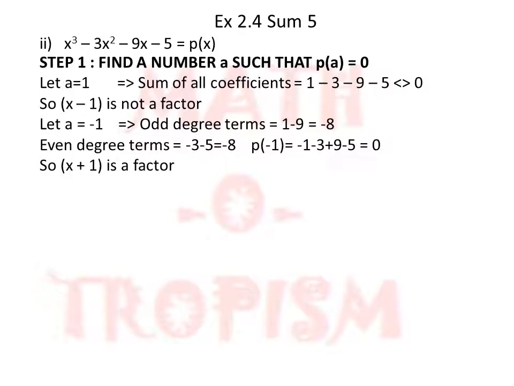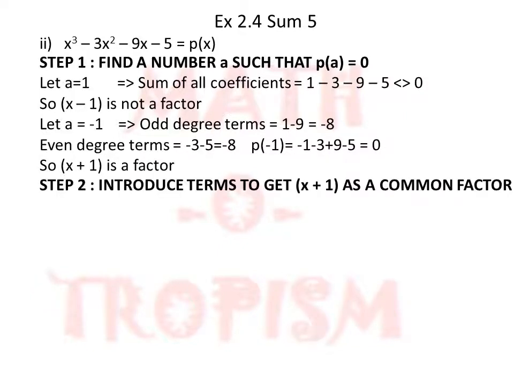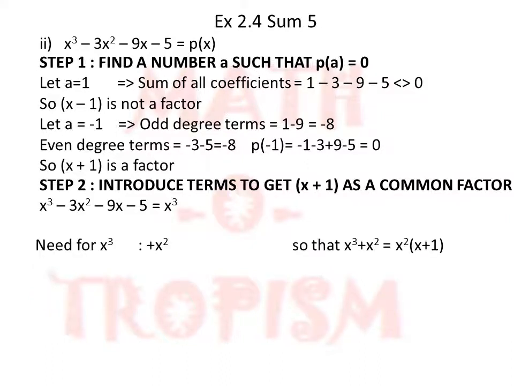So what is the next step? I need to introduce terms such that I get x plus 1 as a common factor. So I write the polynomial x cube minus 3x square minus 9x minus 5 is equal to x cube alone. The first term alone I should write. I now need to add a term in such a way that I get a common of x plus 1. So what do I need for x cube? I need an x square term, so that x cube plus x square will give me x square into x plus 1.